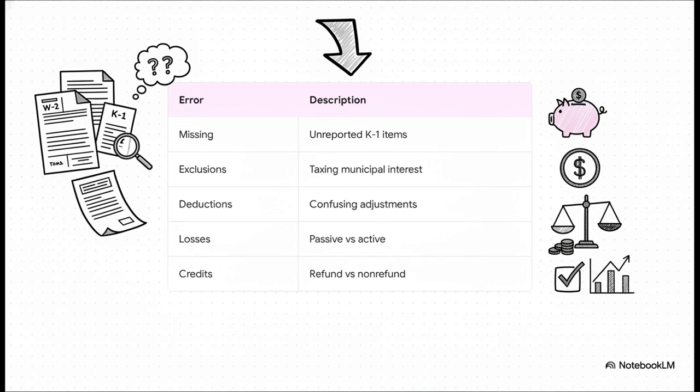Spot missing income, like an unreported guaranteed payment hiding in a partnership agreement. Catch wrong exclusions, like a preparer mistakenly taxing municipal bond interest, which, of course, should be tax-free. Watch out for deduction category errors, like putting an adjustment down into itemized deductions. And keep a sharp eye out for loss limitation violations, like trying to offset active W-2 wages with a passive rental real estate loss without meeting a specific exception. You've got to tie the source document to the correct line on the 1040.